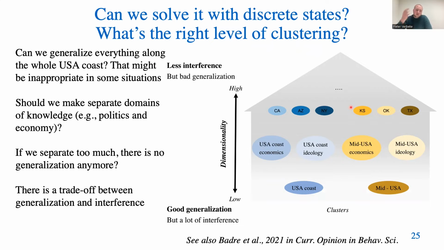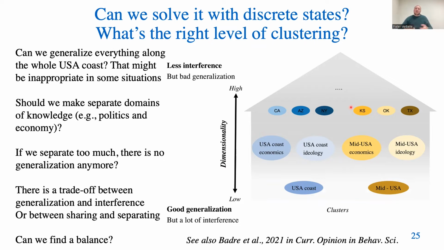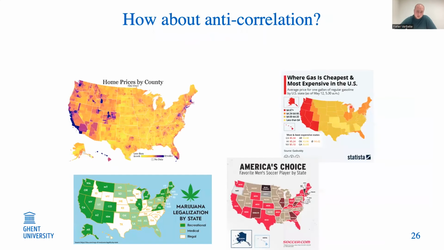So there's a clear trade-off between generalization and interference, or between sharing and separating. And the question is whether we can find a balance between these two. And also, what about anti-correlations, right? Because contexts that are not the same are therefore not independent. Because if marijuana is legal along the coast of the USA, it's not in mid-USA. If Messi is a favorite player along the coast, it's not in mid-USA. So there's a clear anti-correlation there as well.